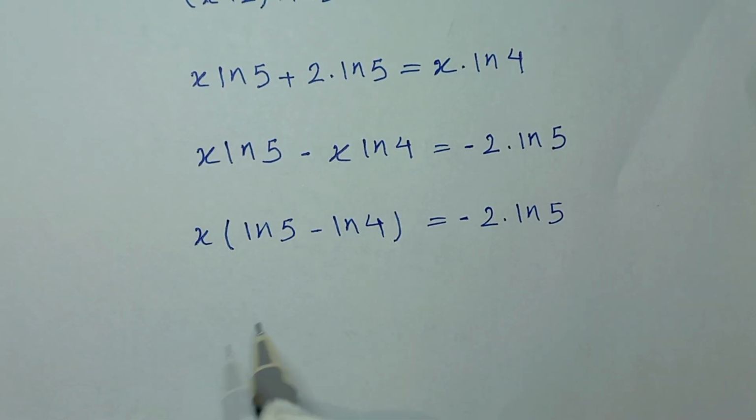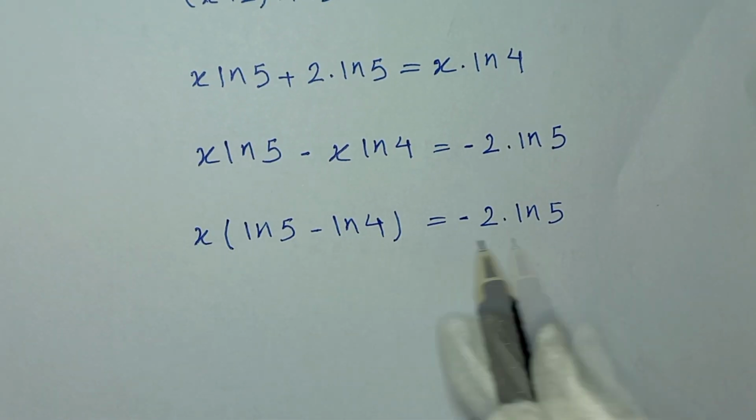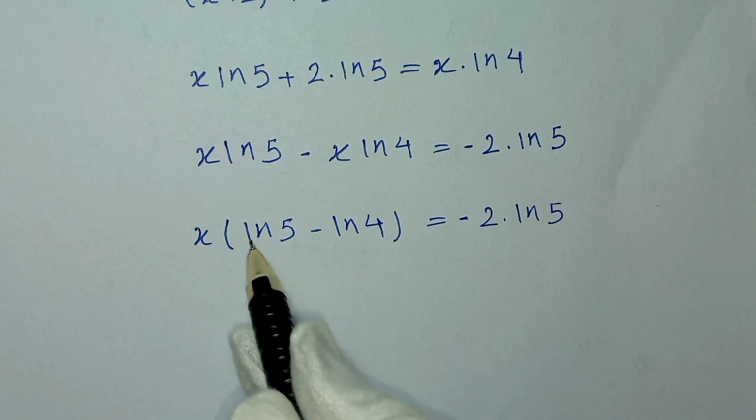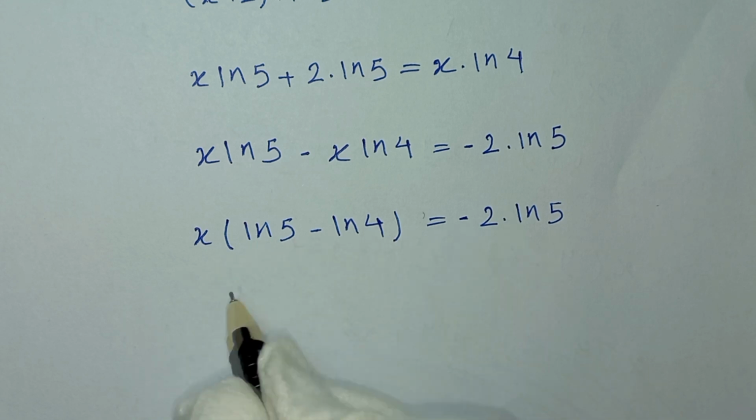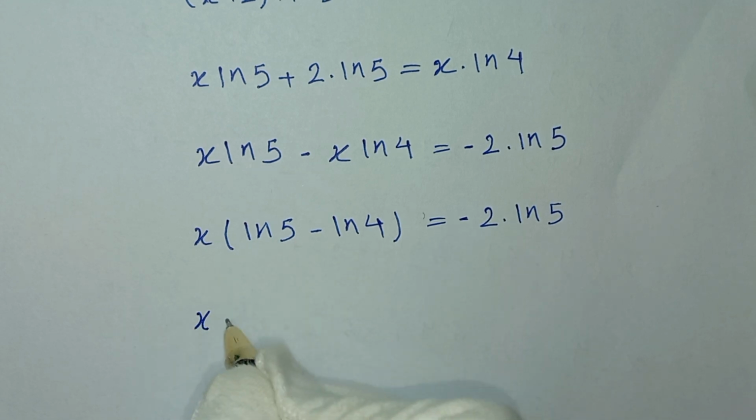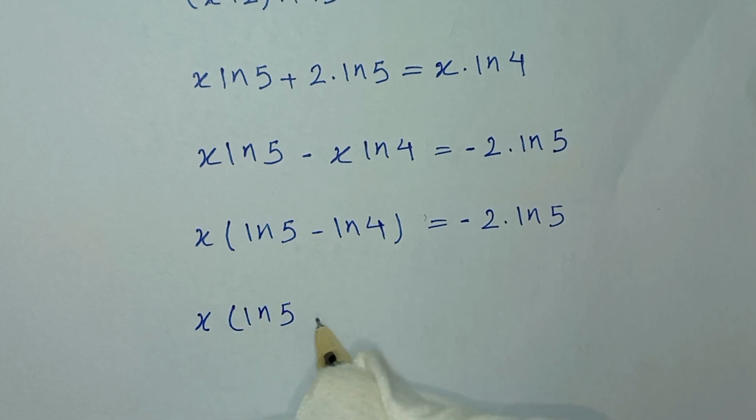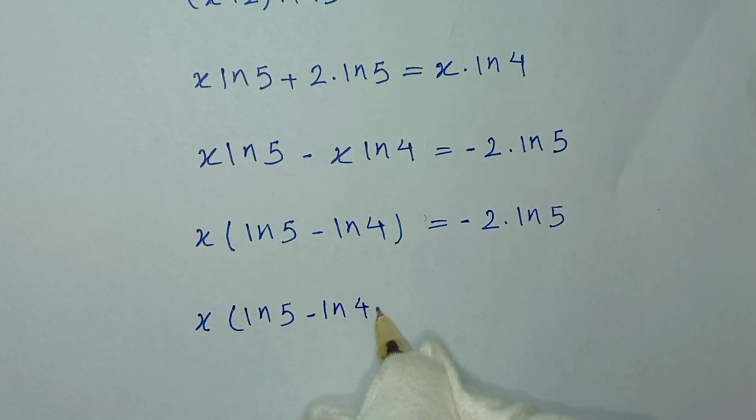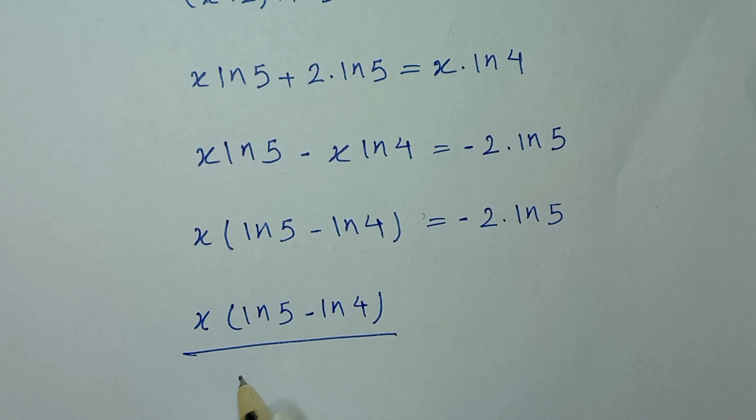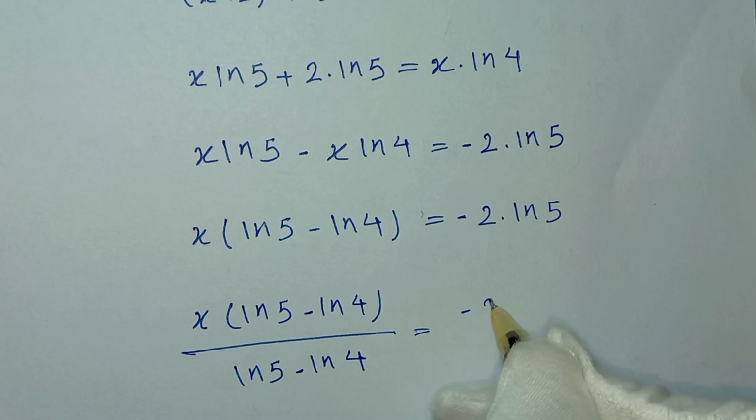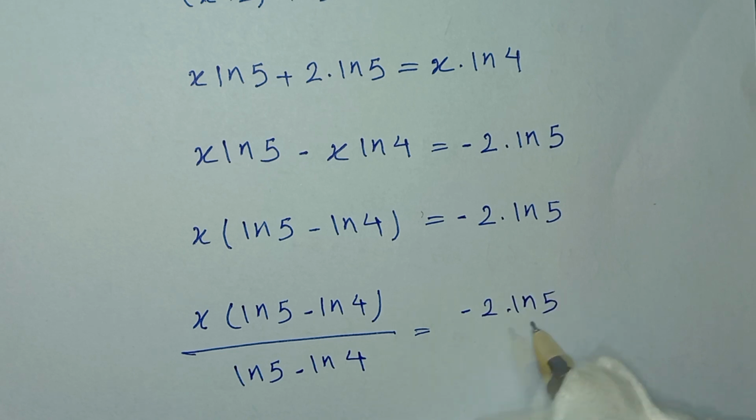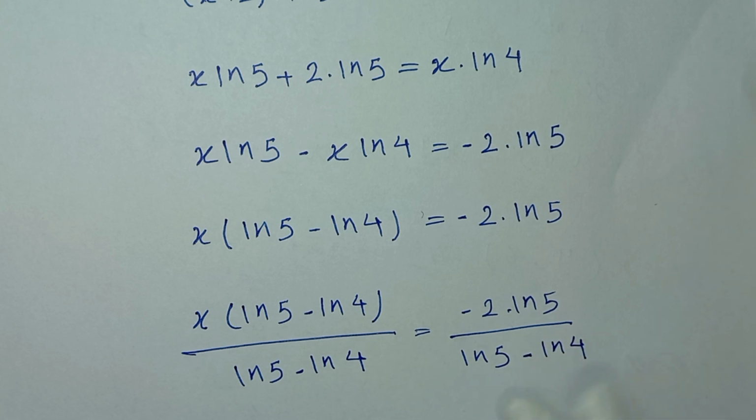In the next step, we divide both sides of this equation by ln of 5 minus ln of 4. So it will be x times (ln of 5 minus ln of 4) divided by (ln of 5 minus ln of 4) is equal to minus 2 times ln of 5 over ln of 5 minus ln of 4.